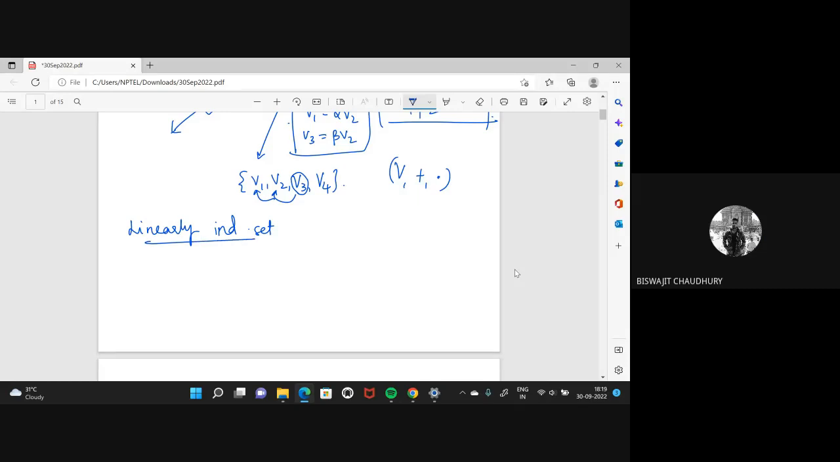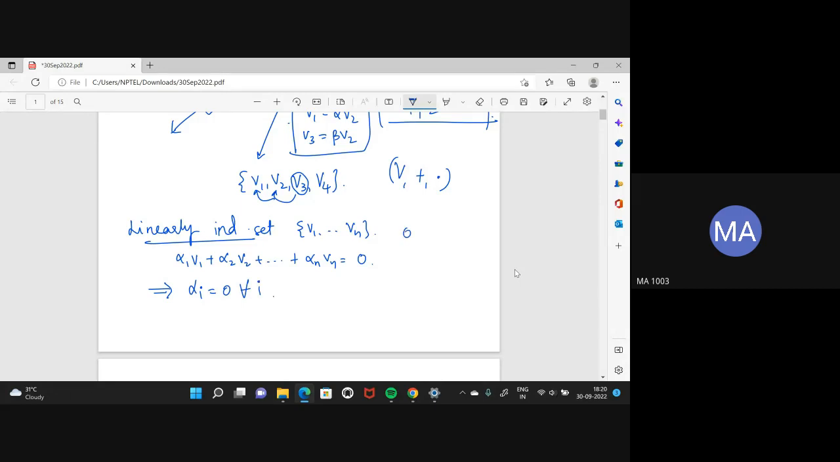If all the coefficients are 0, the only possible case is 0. A linearly independent set means none of the vectors in the set can be written as a linear combination of the other vectors. So if you have a set of n vectors, then none of the vectors can be written as a linear combination of the others. Mathematically, if we write 0 as a linear combination of these vectors, then this should imply that all the coefficients are 0.